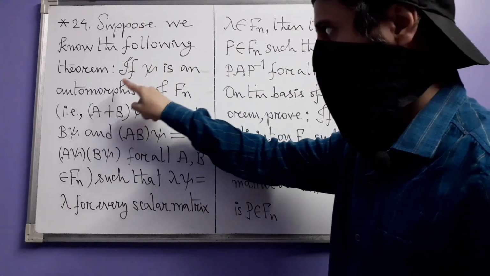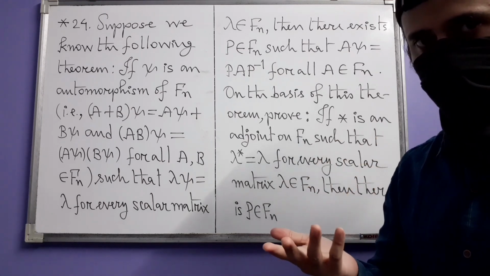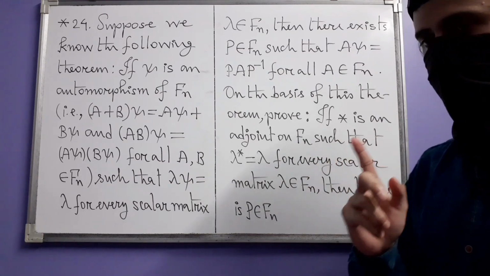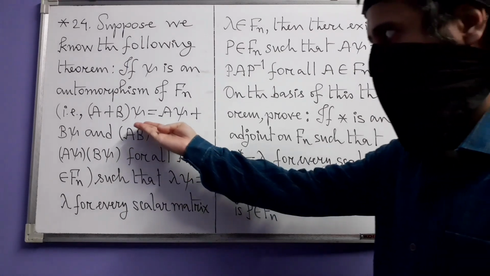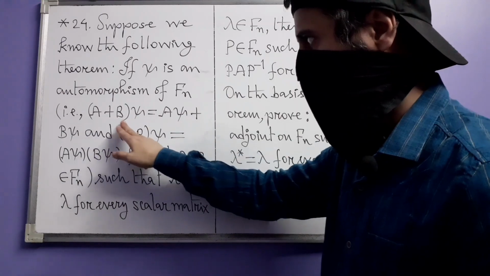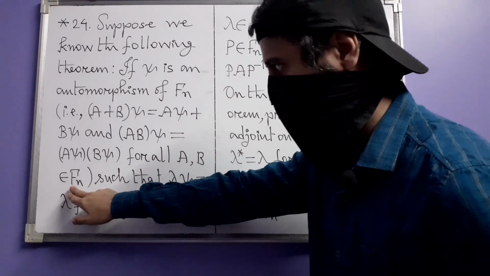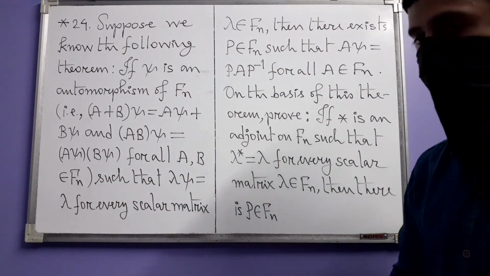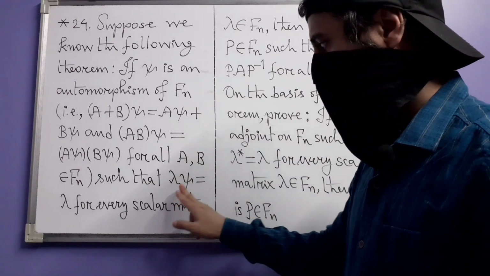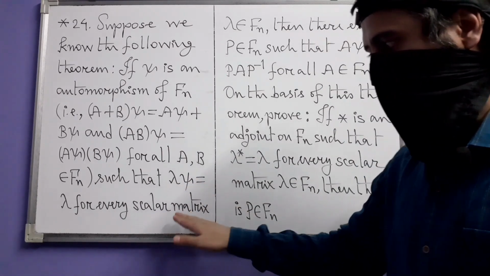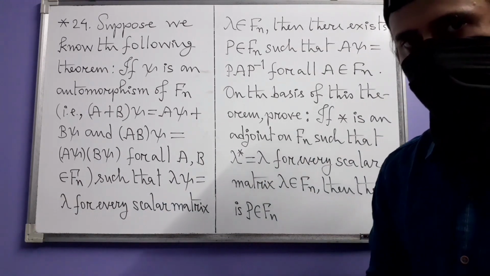If psi is an automorphism of the matrix algebra Fn, this means that psi is a homomorphism of Fn and psi is bijective, 1-1 and onto. And being a homomorphism, of course, means that psi respects addition of matrices and multiplication of matrices, where the matrices, of course, are coming from the matrix algebra Fn. And there is an additional condition imposed on psi as well, that if you apply psi on lambda, where lambda is a scalar matrix, then you get lambda back. Psi fixes every scalar matrix.